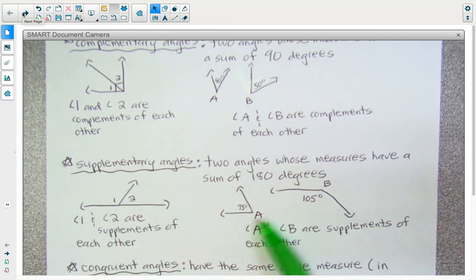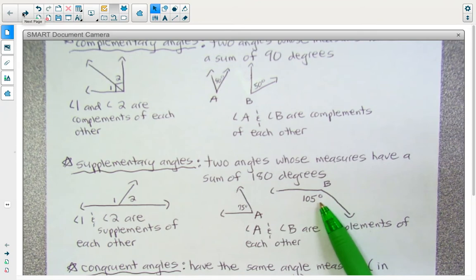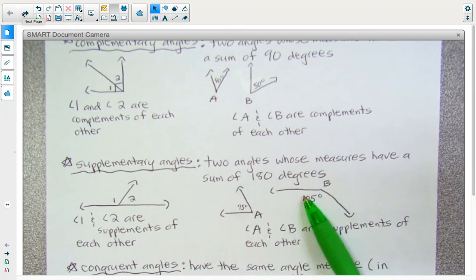I have another example over here, two separate angles. Angle A is 75 degrees. Angle B is 105 degrees. When I add these two angles together, they equal 180 and they are supplements of each other.